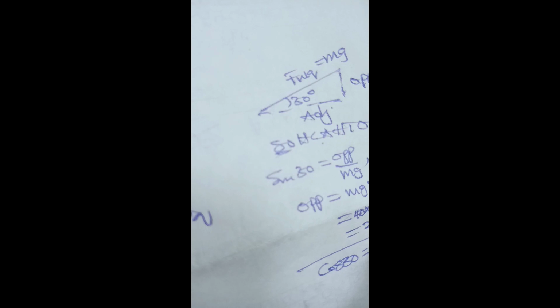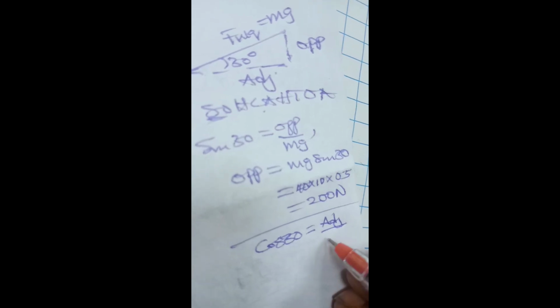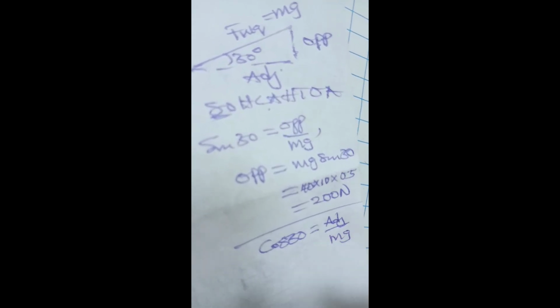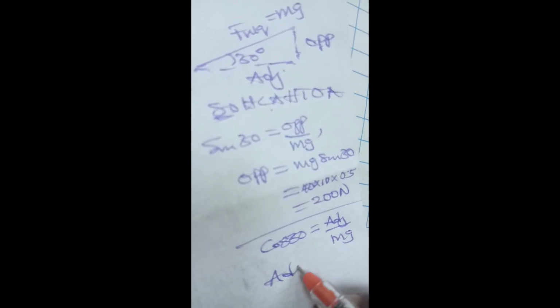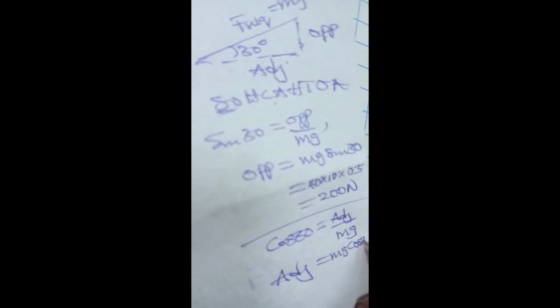Now, we are looking for the adjacent. If we are looking for the adjacent, we use cos. Cos 30 is going to be equal to adjacent over hypotenuse. That's mg. And that's going to give us adjacent is equal to mg cos 30.